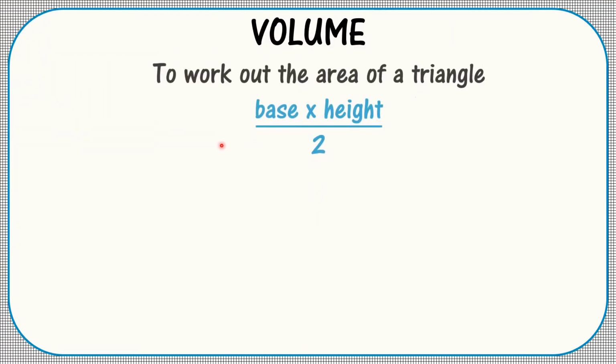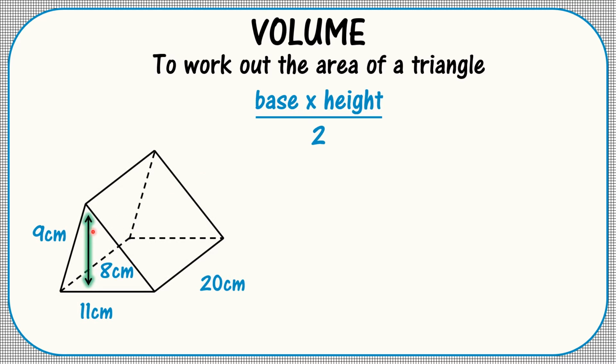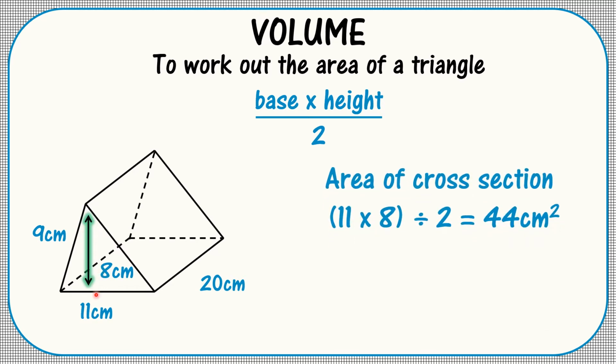Here is another example for us to go through. We have this triangular prism. Again, what we need to do is work out the area of the cross section and then times it by the depth. So the area of this cross section is this triangle at the front. To work out the area of a triangle, you do base times height divided by 2. So it's 11 times by the perpendicular height, which is 8, divided by 2, which equals 44 centimeters squared.